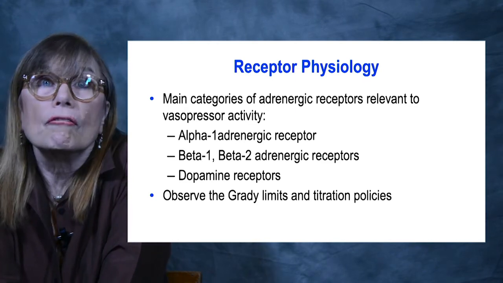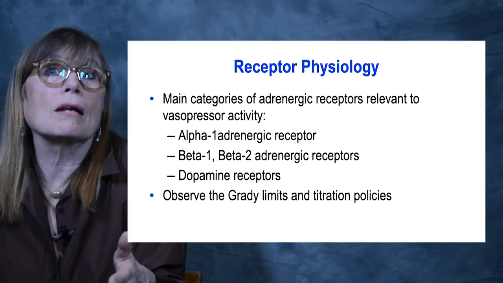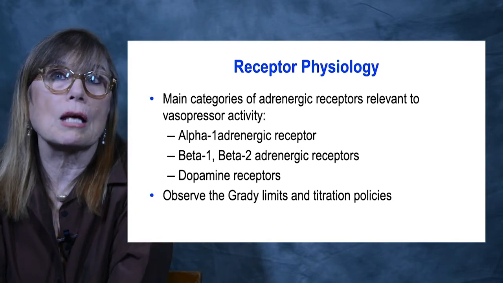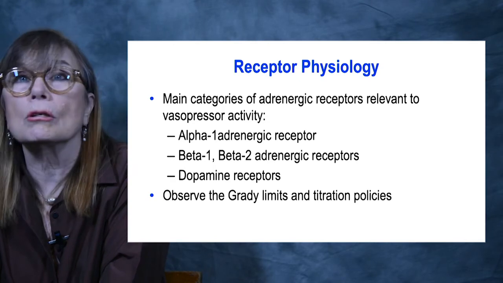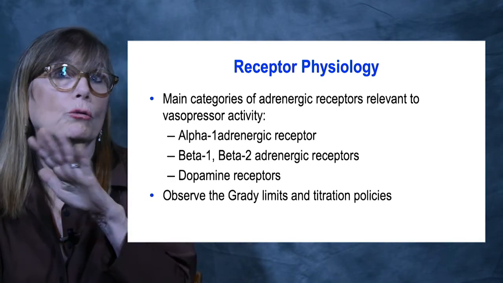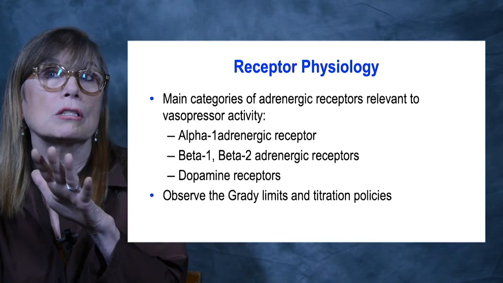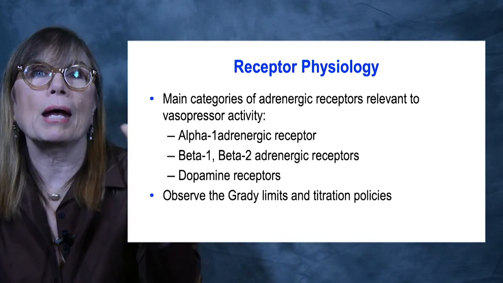Now, very important when we talk about shock to understand the three basic categories of receptors. Alpha 1, which is adrenergic, beta 1 and 2, adrenergic, and the dopamine receptors. And in today's world, we really don't care much about the dopamine receptors anymore. We are mostly looking at alpha 1 and beta 1.